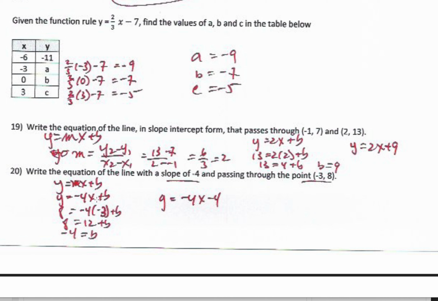Only got a moment left here. Write the equation of a line with a slope of -4 passing through -3, 8. Y equals mx plus b, -4x plus b, because we know the slope's -4. Substitute in the point -3, 8. -4 times -3 is 12. Subtracting 12 from both sides, I get that b is -4. Combine that with a slope of -4, and I get y equals -4x minus 4.